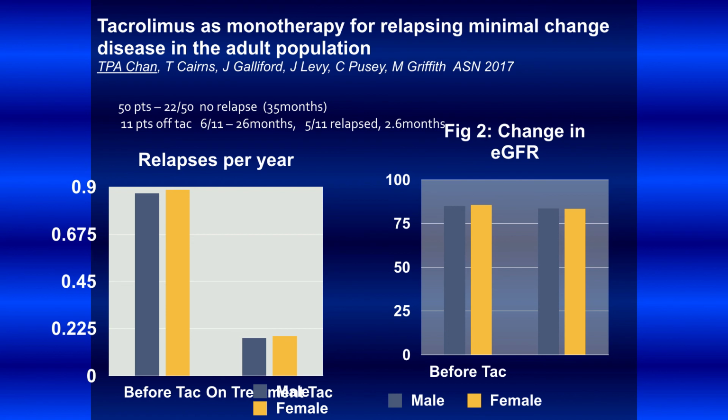Of 50 patients, 22 out of the 50 had no relapses at all following starting tacrolimus out to 35 months, and the majority of patients had a significant reduction in their relapse rate. The problem is, again, relapse. 11 patients stopped tacrolimus, 6 of the 11 remained relapse-free out to 26 months, but 5 of the 11 relapsed, and when they relapse, they tend to relapse quite early after stopping tacrolimus.